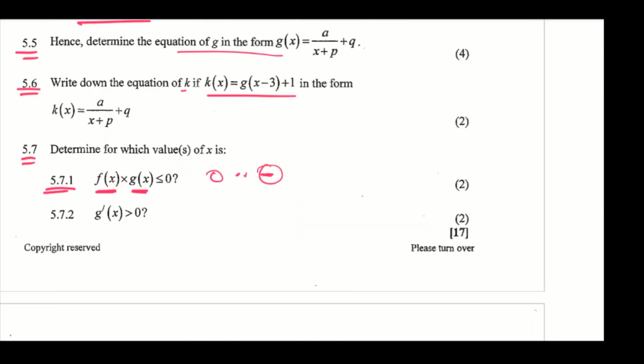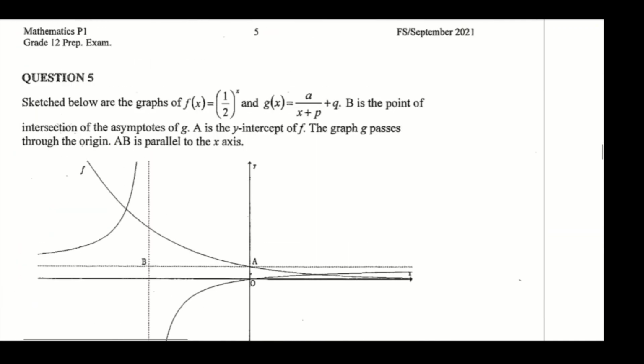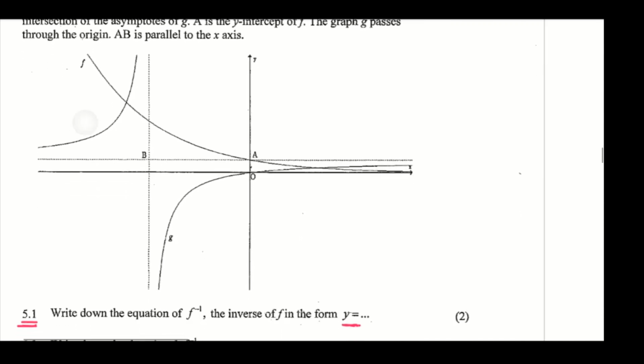So now 5.7.2, we are asked to find solutions of x when the g prime of x is greater than 0. So what this means now is we want to know the values of x when the gradient of g of x is positive, it's increasing. So this is our g of x, and this is also our g of x.